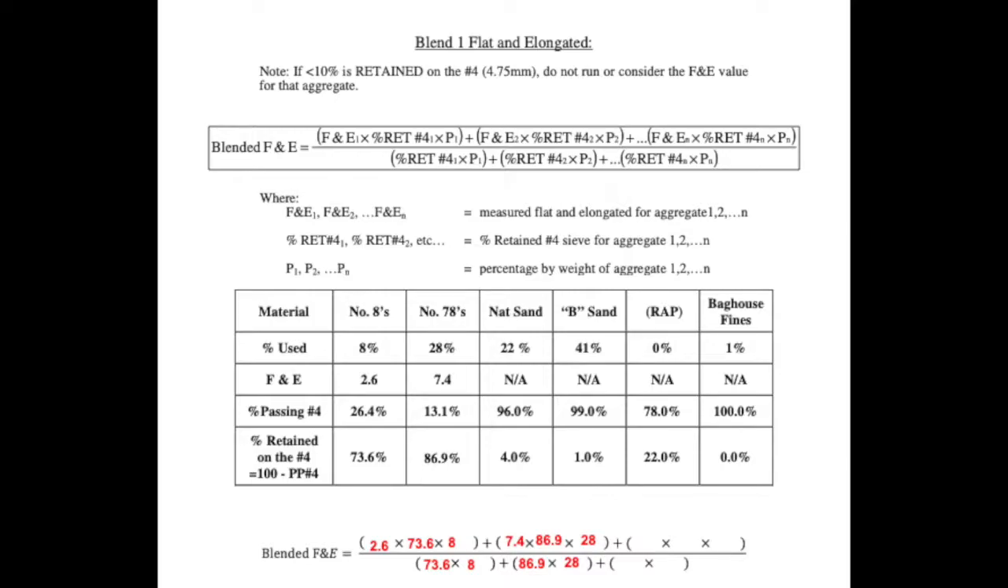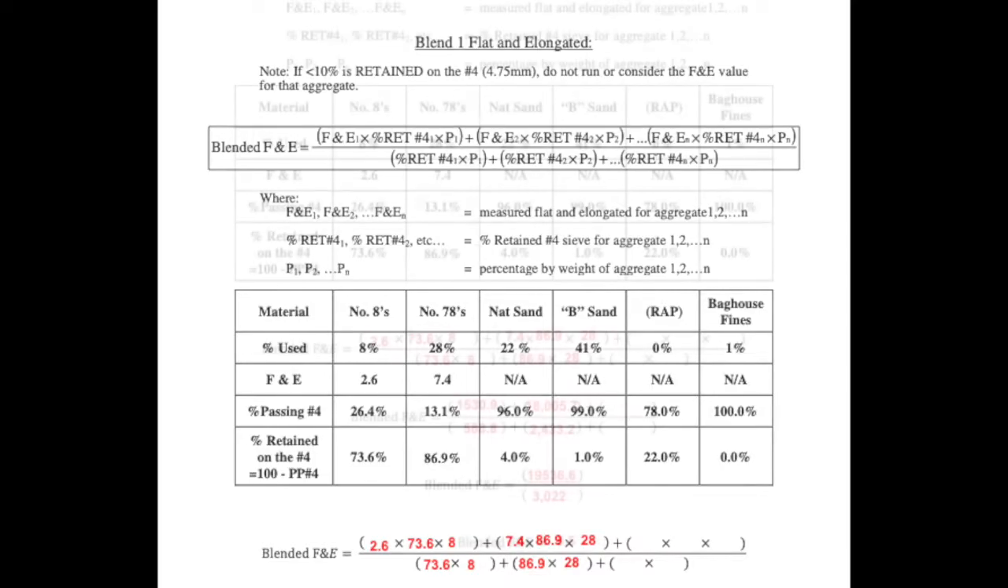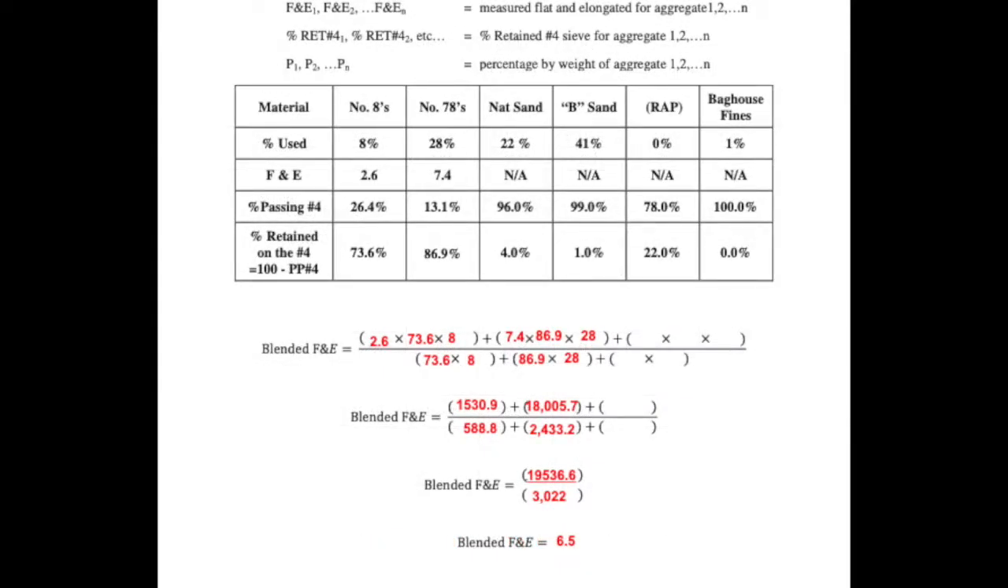on each product. The percent retained on the number 4, and we're going to multiply that by the percent of the material used in this blend. Then we're going to divide that by the percent retained on the number 4, multiplied by the percent of that material used. So use those values, plug in the values on the step-down example below the table, and we will arrive at a blended F&E on blend 1 at a 6.5.